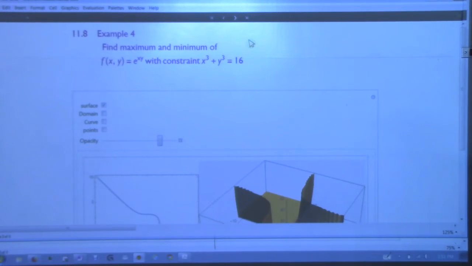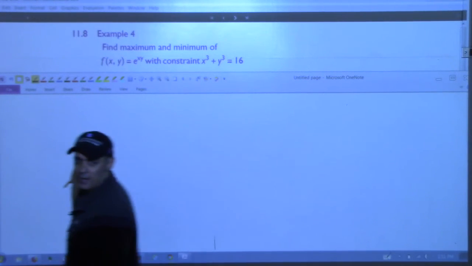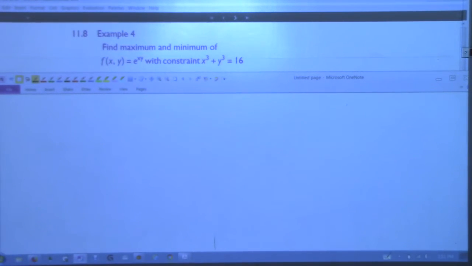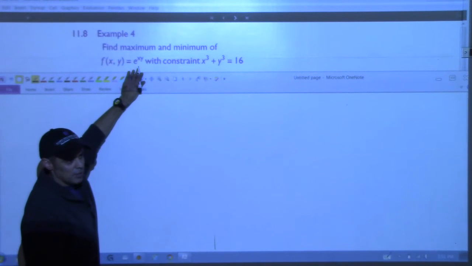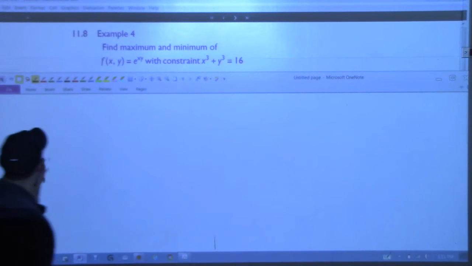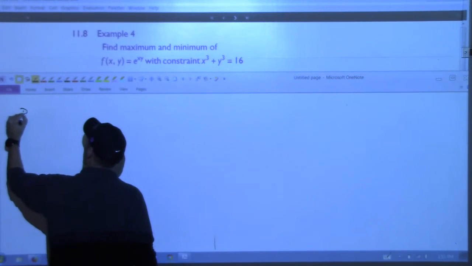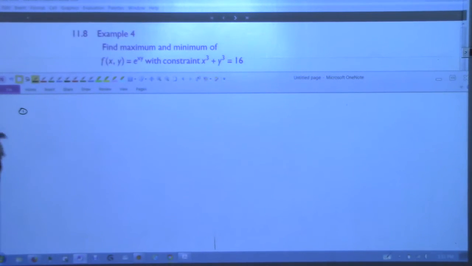Next one. Now the functions start getting more interesting, and now we're not looking at a circle anymore, right? X cubed plus y cubed equals 16. Our surface that we're trying to find the max and min of is like an exponential function. Let's go for it. First thing I need is, do you want me to write it or you want to take the derivative now? It's up to you. I'll write it.